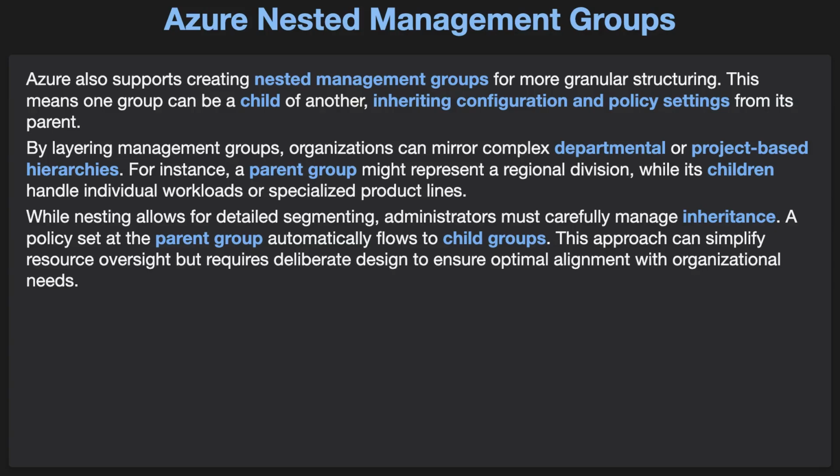Azure also supports creating nested management groups for more granular structuring. This means one group can be a child of another, inheriting configuration and policy settings from its parent. By layering management groups, organizations can mirror complex departmental or project-based hierarchies. For instance, a parent group might represent a regional division, while its children handle individual workloads or specialized product lines.